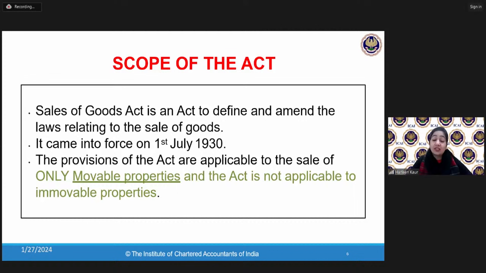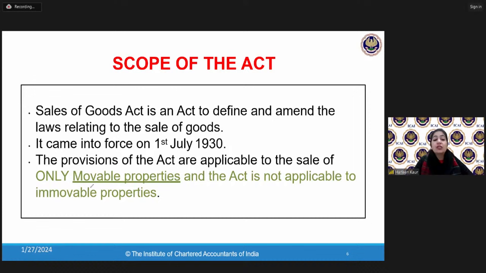All right. Yes, Mr. Suraj, this is our first lecture for sale of goods. And now we will be completing sale of goods. And after that, we will move ahead to partnership. Okay, students, so it came into force on 1st July 1913. Now let's begin and understand how the sale of goods is applicable. The applicability of sale of goods is only to the movable properties.